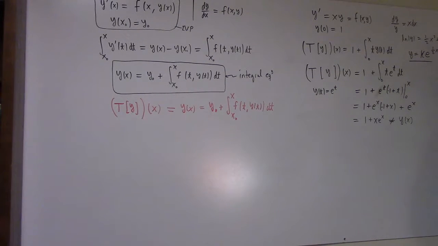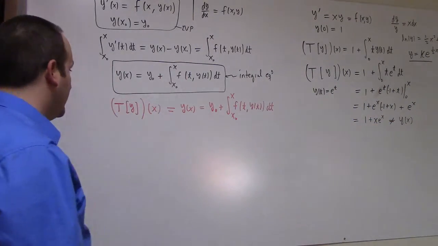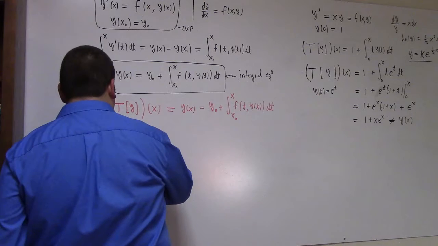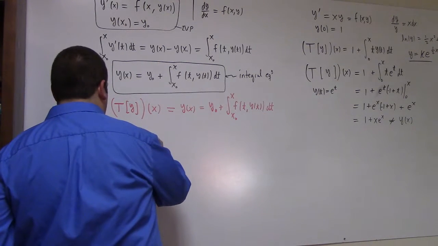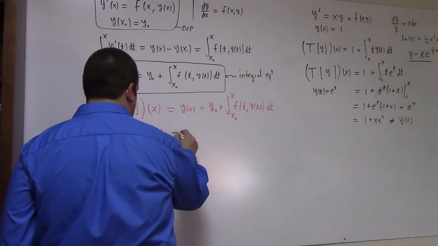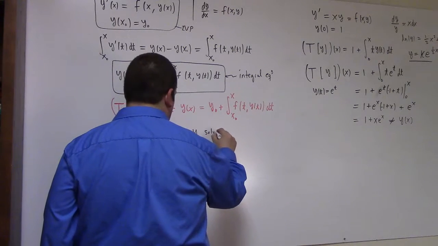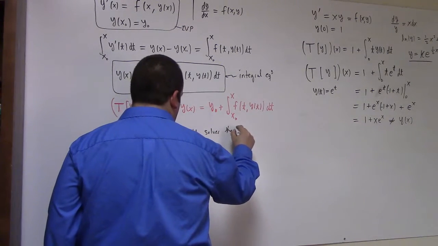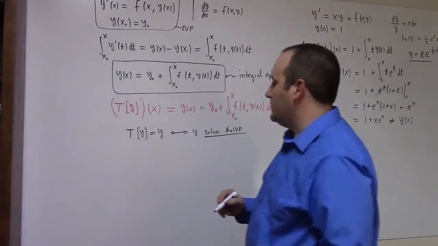So the point is, now we have traded the differential equation, the initial value problem, for the sort of equivalent problem of looking for fixed points of a particular operator. So T of y equals y if and only if y solves the initial value problem, right? It's pretty cool.